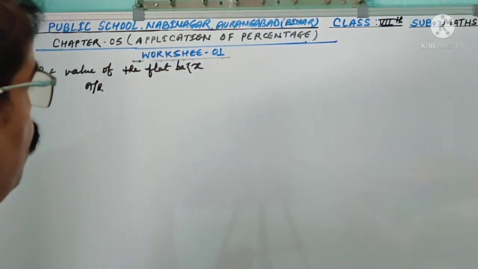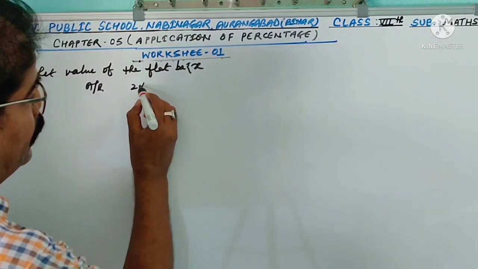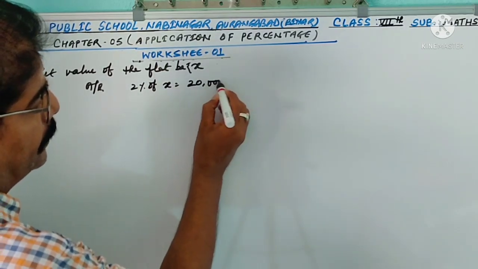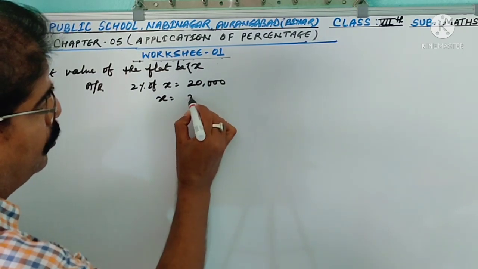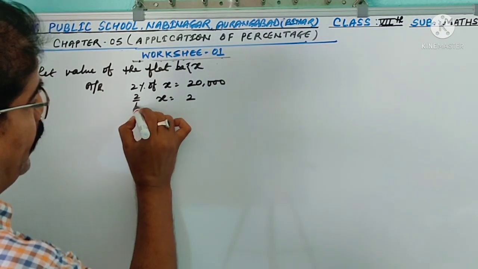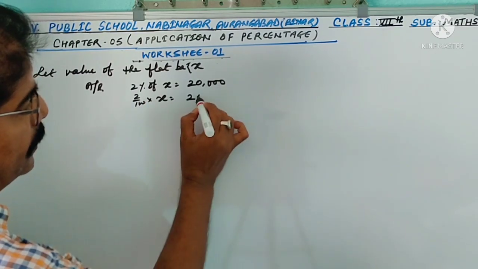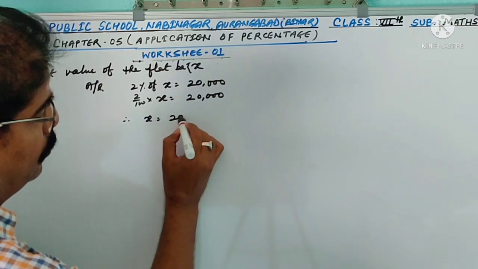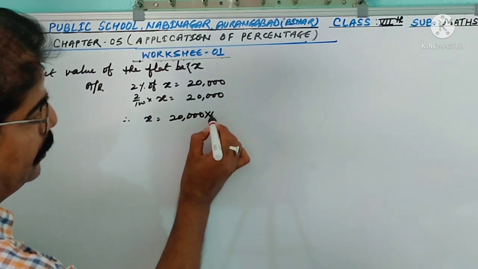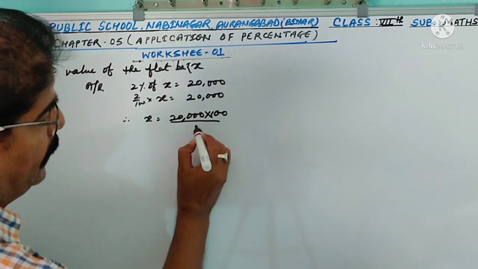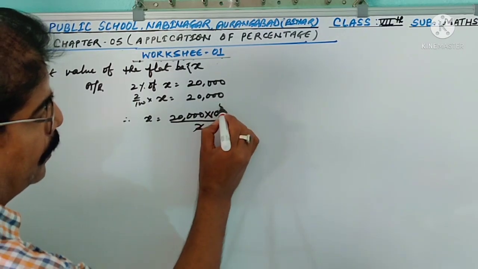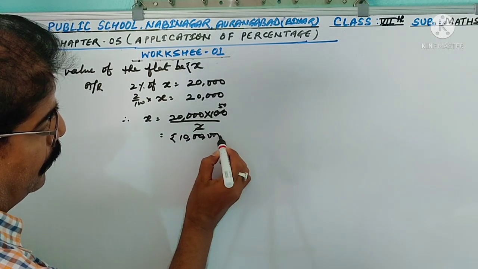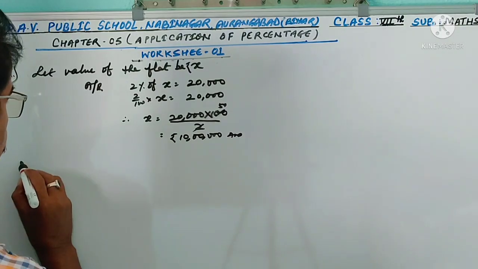commission 2%. So 2% of X equals 20,000. So 2 by 100 into X equals 20,000. Therefore, X equals 20,000 into 100 by 2, that is 10 lakh. Next question.